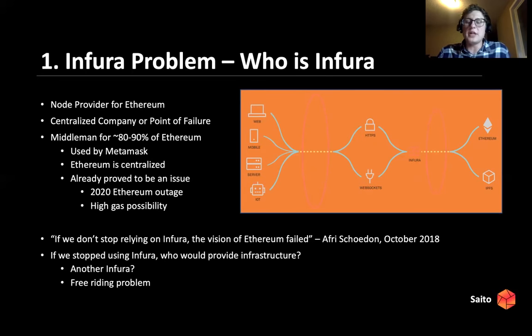One of the core developers in the Ethereum Foundation has already noted this as a problem. Afri Shodan back in 2018 already said that if we don't stop relying on Infura, the vision of Ethereum has failed. But this is a really tough problem to tackle, because if we stopped using Infura, then who's going to be providing that infrastructure? Either we keep the same market closure and just use another Infura with a different company name, or we rely on other people to do it for us, right? And we introduce that notion of there being a free riding problem, like I already explained in the past.